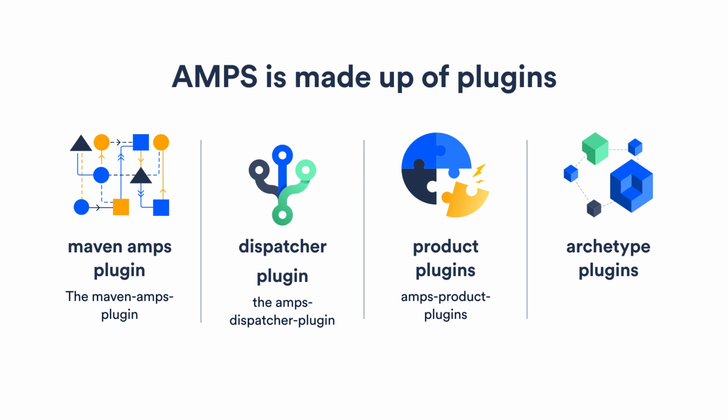The AMPS dispatcher plugin is responsible for dispatching control to the appropriate product-specific plugin when a non-specific command like run is used. The product plugins are a hierarchy of plugins for each server application. These plugins extend the components of the Maven AMPS plugin to ensure it works correctly for each product. And finally, the archetype plugins are a set of plugins which define templates to create apps for each product.